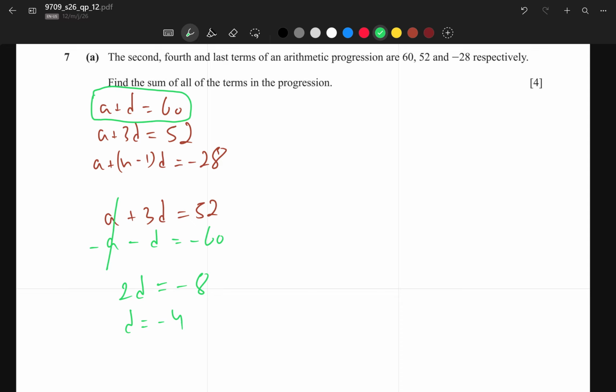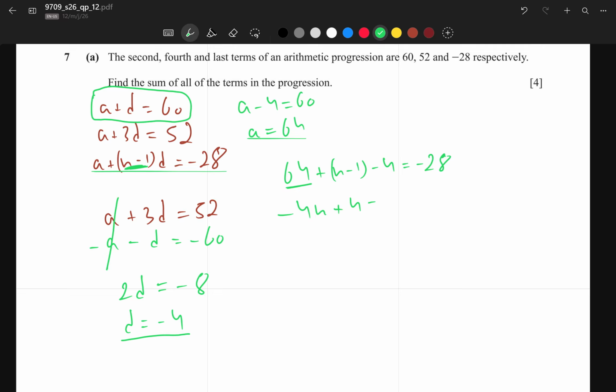Now you can put back this d into the first equation. So a minus 4 is equal to 60. a is equal to 64. Now you have a and you have d. You can put these into this equation to get n, or the total number of terms in the sequence. So 64 plus n minus 1 into minus 4 equals minus 28. Shift this 64 to the other side and multiply minus 4 with n minus 1. Minus 4n plus 4 equals minus 92. Minus 4n is equal to minus 96 and n is equal to 24.